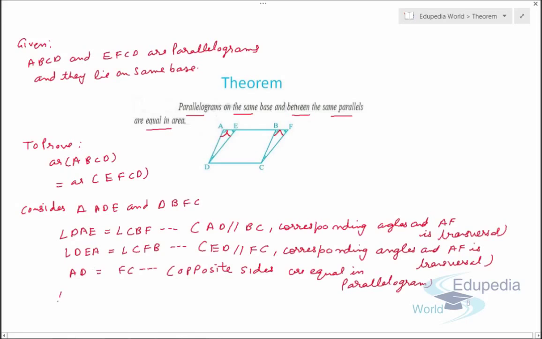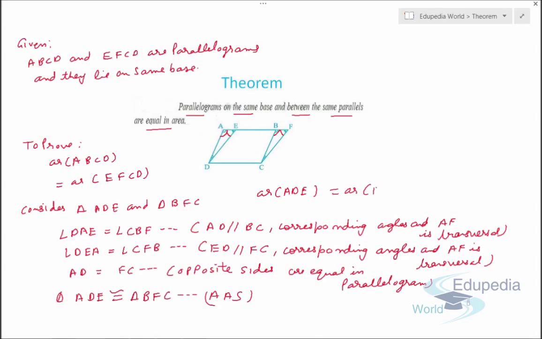So we can say that triangle ADE is congruent to triangle BFC by AAS, angle angle side. So now we can say that area of ADE is equal to area of BCF. Why? Because both the triangles are congruent. If two triangles are congruent, the areas are equal. Now we need to prove that the areas of the parallelograms are equal.